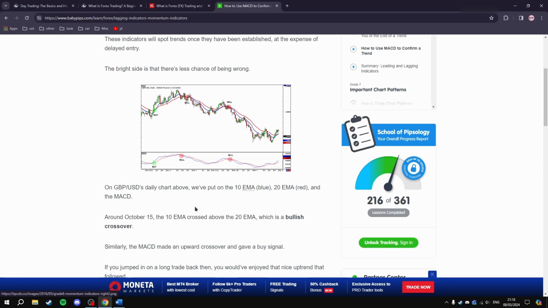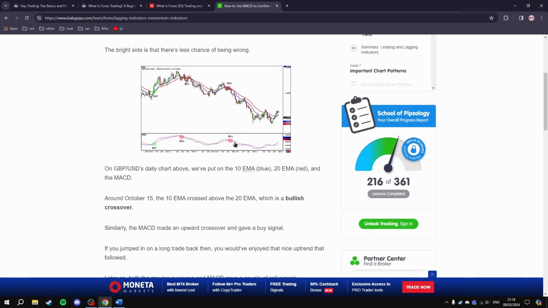So, on the GBP/USD daily chart above, we've put on the 10 exponential moving average, which is the blue line, and the 20 exponential moving average, which is the red line, and the moving average convergence divergence. These two lines are the blue and red 10 and 20 exponential moving averages, and this one here is the moving average convergence divergence.